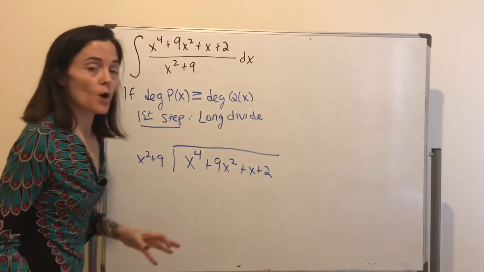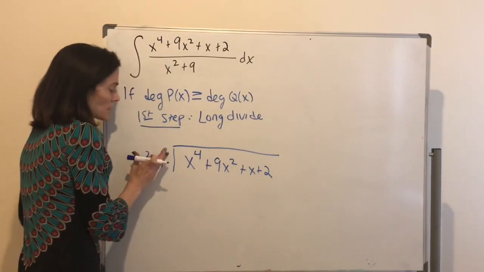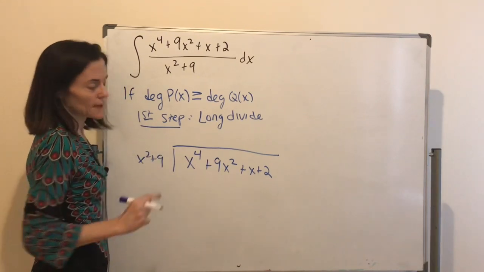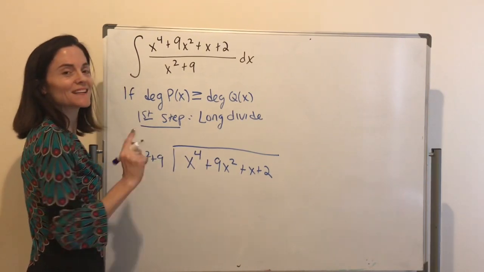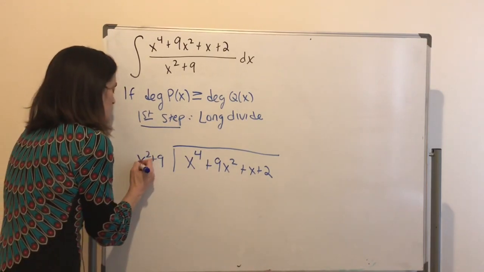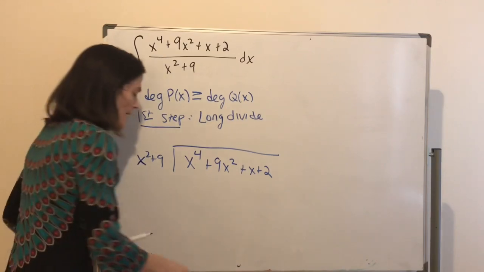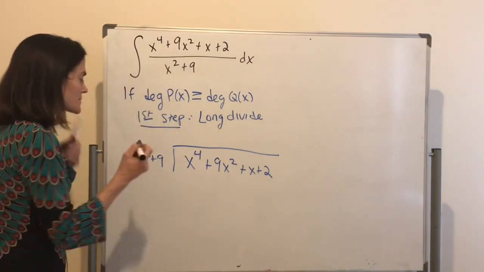When do you know you're done? When the remainder has degree lower than 2, in this case, or whatever the degree here is, then you're finished. This one will be done in just one step, but in principle, you would have to do multiple steps, just like you divide numbers. Okay, so how do we long divide polynomials?